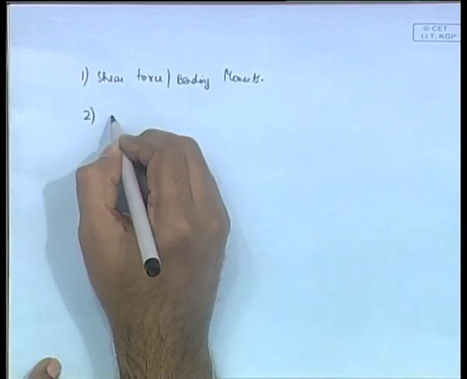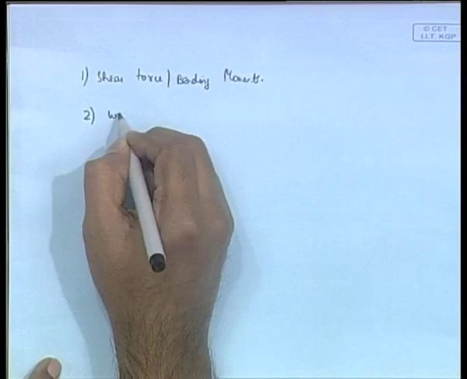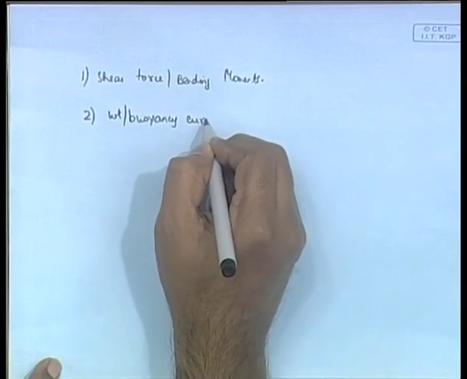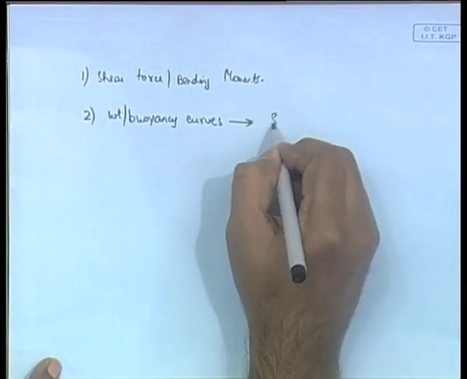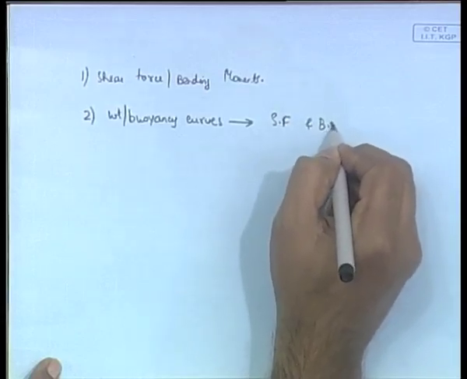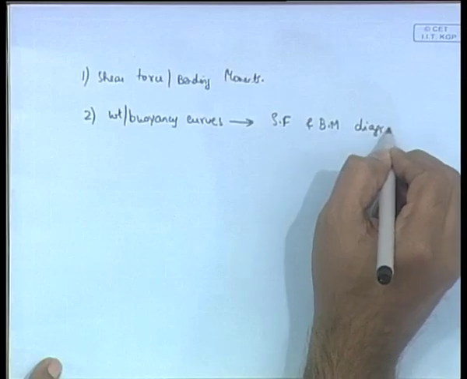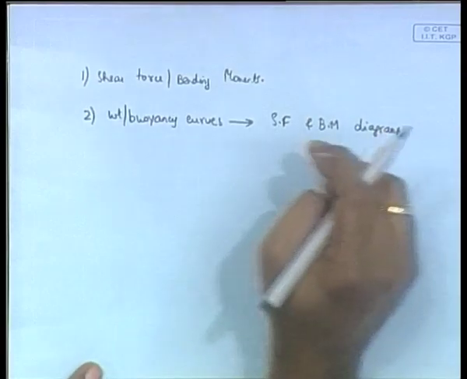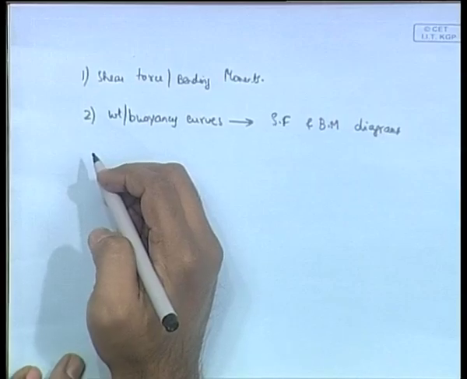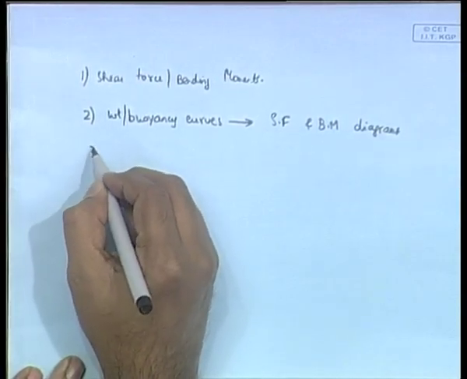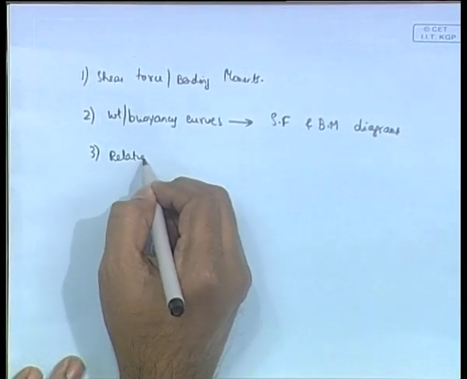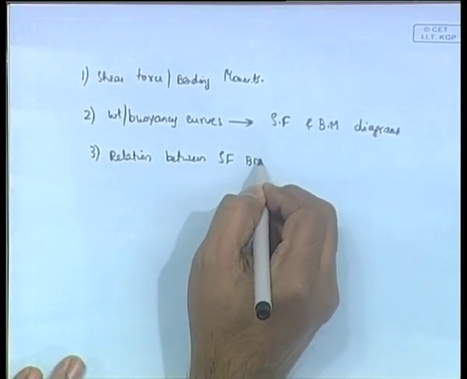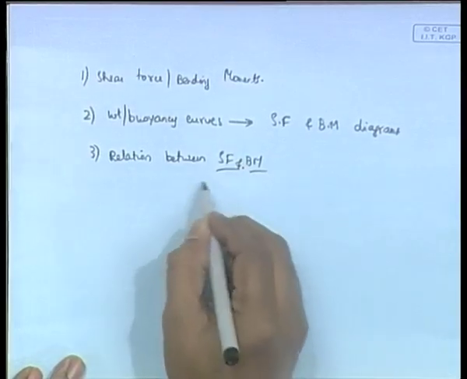So, we will discuss how we start from the weight buoyancy curves, and from this you go into the shear force and bending moment diagrams. These are diagrams which explain how these forces and moments change with distance from the ship's aft perpendicular. Then we will see the relation between the shear force and bending moment.